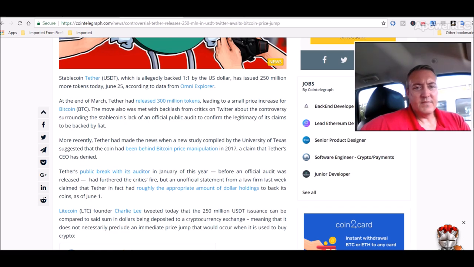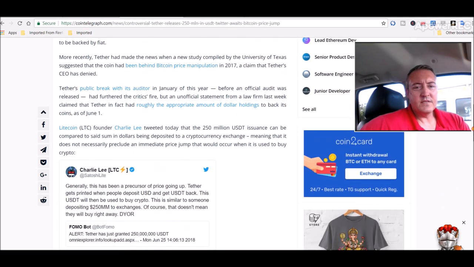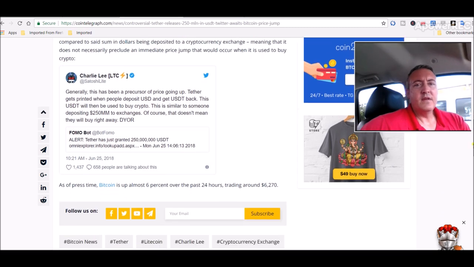Stablecoin Tether, which was allegedly backed 1-to-1 by U.S. dollar, has issued 250 million more tokens June 25th, according to data from the Omni Explorer. So basically that's what's going on. Somebody, or an institution maybe, has invested in Tether, and now they're more than likely going to invest in Bitcoin or some other cryptocurrencies. Although $250 million sounds like a lot, when it comes to a multi-billion dollar market, it's really not too much, and it's not going to make the price jump that much.